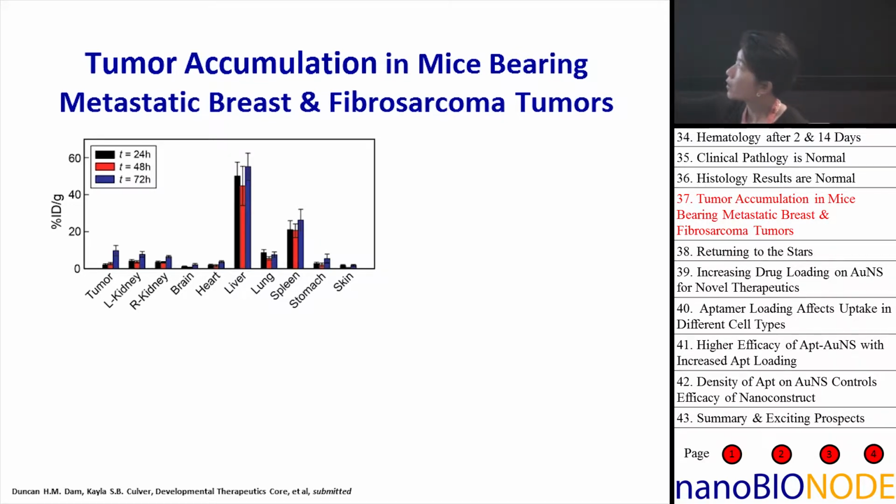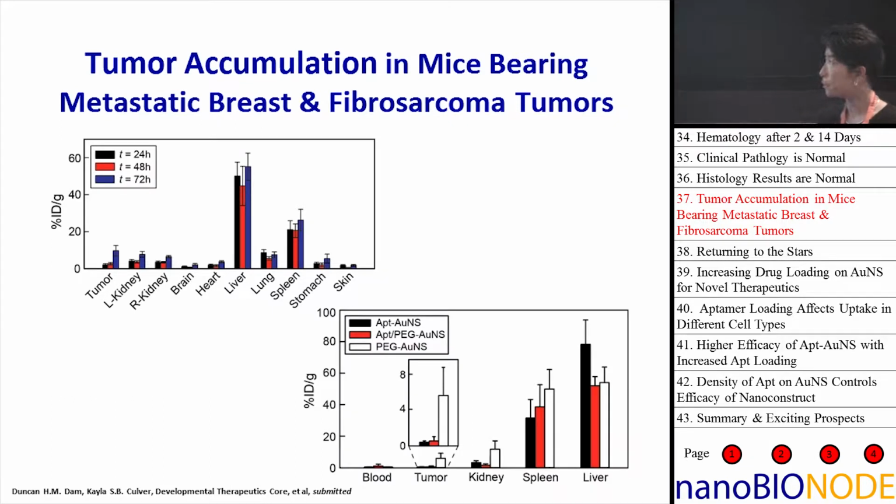But then after 72 hours, you get an increase of accumulation in the tumor, which is as good as any nanoparticles that we found in the literature. So with nanoparticles, you're always going to lose a little bit to the other organs, but you still get reasonable tumor accumulation. But in terms of fibrosarcoma, you notice that the accumulation is quite low compared to the breast cancer. So this was interesting, to be able to test your construct in multiple animal models.